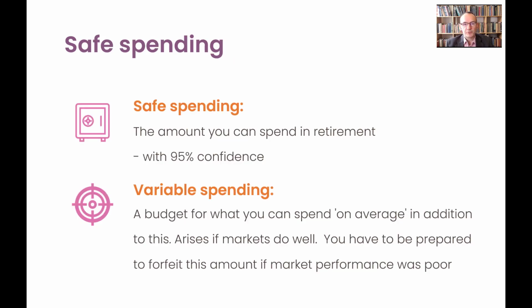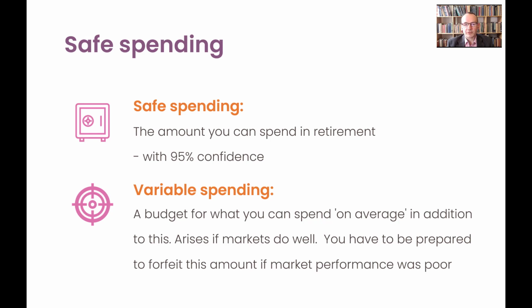Now I want to introduce two really important concepts with stochastic modelling. So the first is your safe spending amount. And what we mean here is the amount they can spend in retirement for the rest of their life linked to inflation and have 95% confidence that that's going to last the rest of their life. So basically it's the lifestyle they can have and be 95% sure they're not going to run out of money.